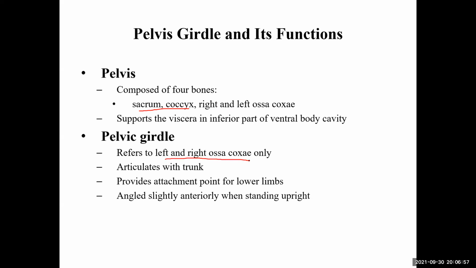But when we talk about the pelvic girdle, we are only talking about the left and right os coxa. Remember we talked about the pectoral girdle? The pectoral girdle holds the upper extremity to the trunk. All right, well, the pelvic girdle holds the lower extremity to your trunk.